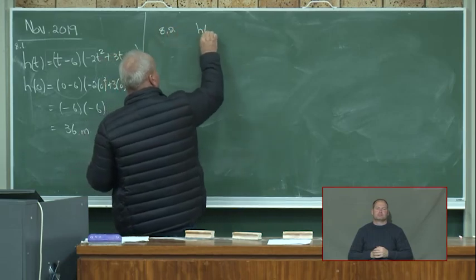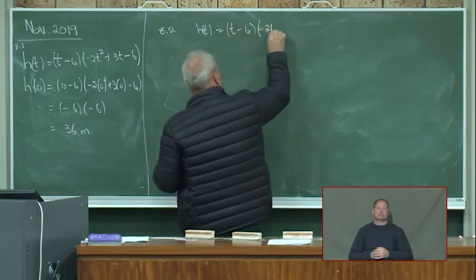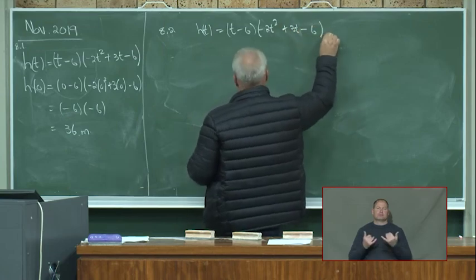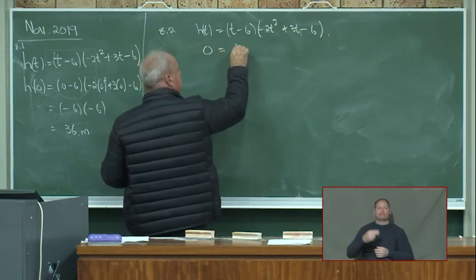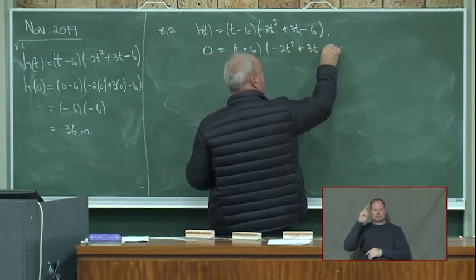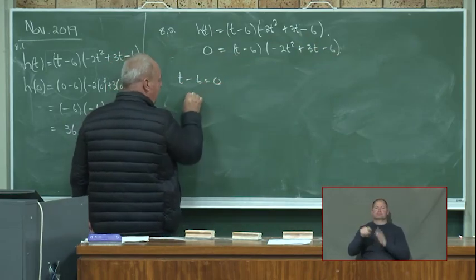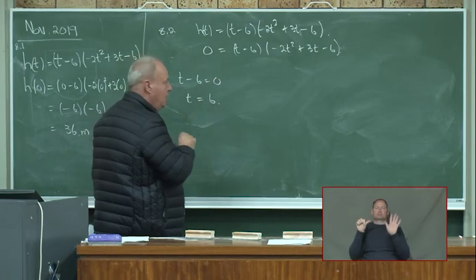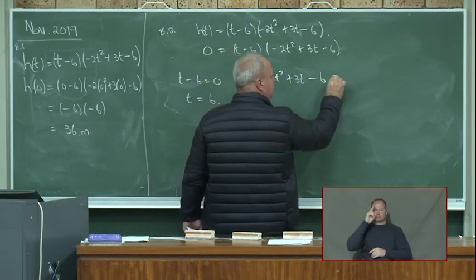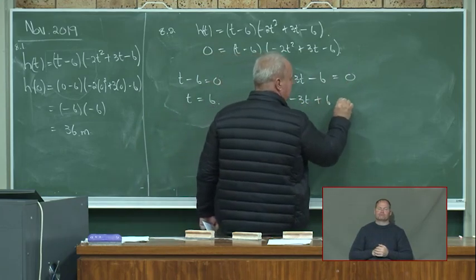we can say h(t) is equal to (t minus 6) multiplied by (negative 2t squared plus 3t minus 6), correct? So h(t) is 0. So it's (t minus 6) multiplied by (negative 2t squared plus 3t minus 6). So therefore we can say that t minus 6 is equal to 0, t is equal to 6, correct? And we can say negative 2t squared plus 3t minus 6 is equal to 0. So 2t squared minus 3t plus 6 is equal to 0.